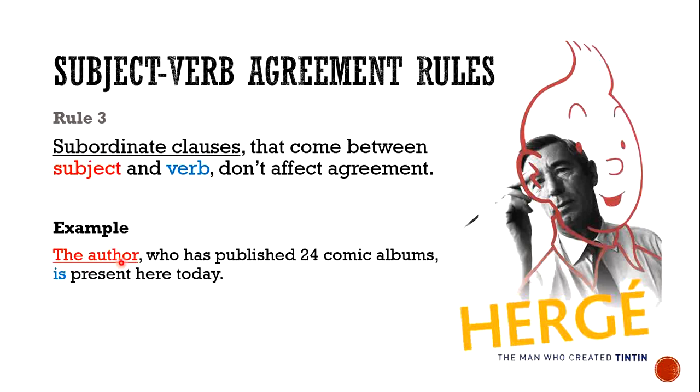That means the basic rule: a singular subject is followed by a singular verb, and a plural subject is followed by a plural verb. The subordinate clause does not affect or change the rule. That means here, look at this. The author is singular in number, and 24 comic albums is plural in number. But this has been used in a subordinate clause. That's why it is again a singular verb.